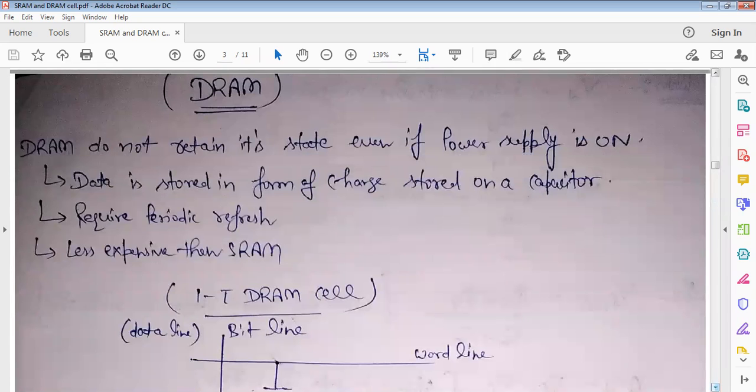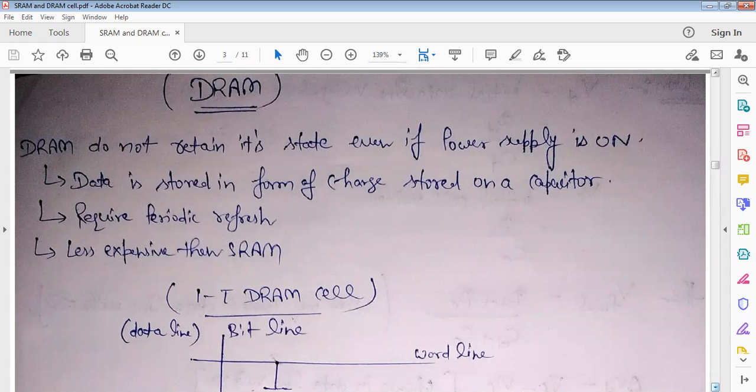Hello students, in the series of lectures in the subject VLSI design, we are discussing semiconductor memories. In the previous lecture, we discussed static RAM. Now in this lecture, we will discuss dynamic RAM. So what is dynamic RAM?